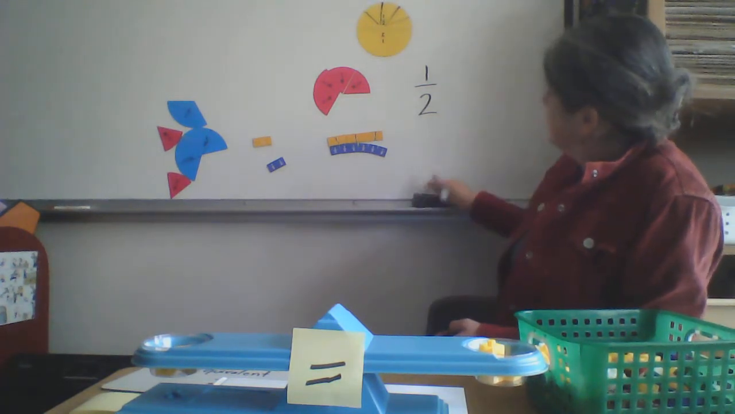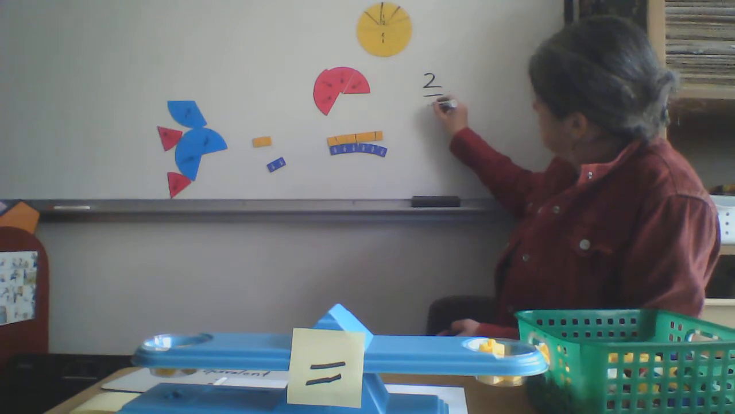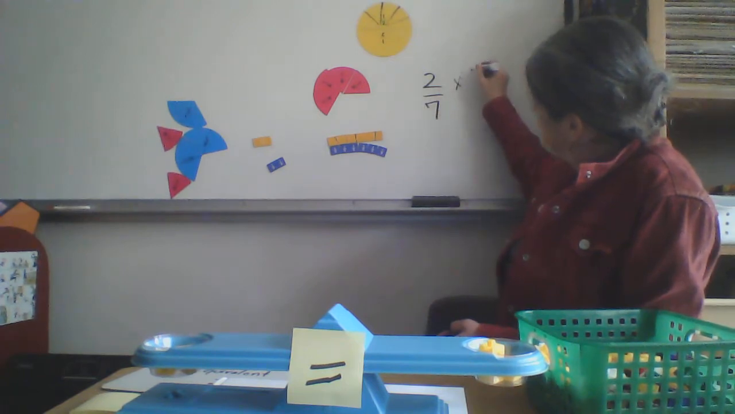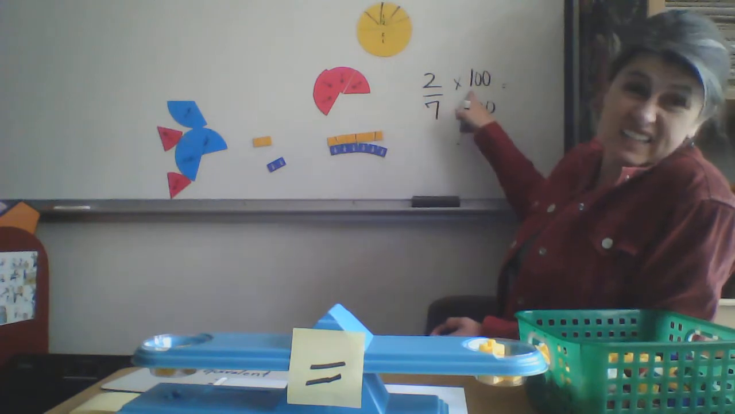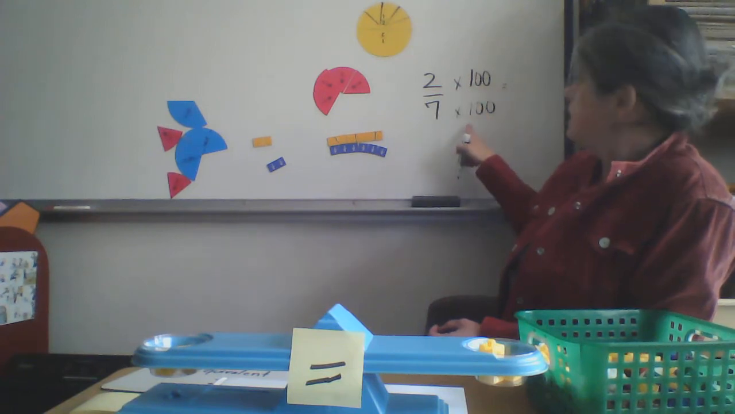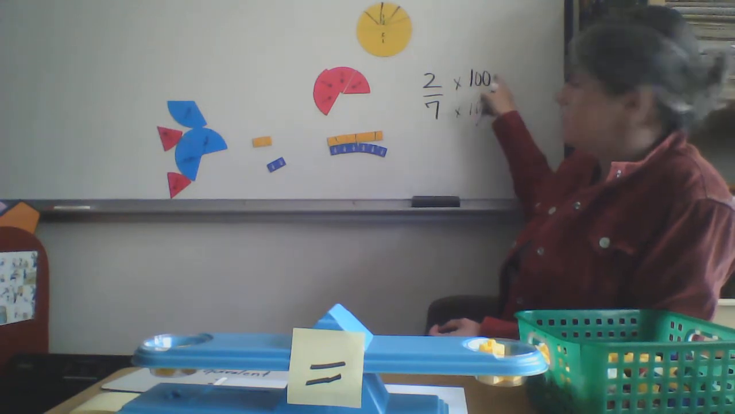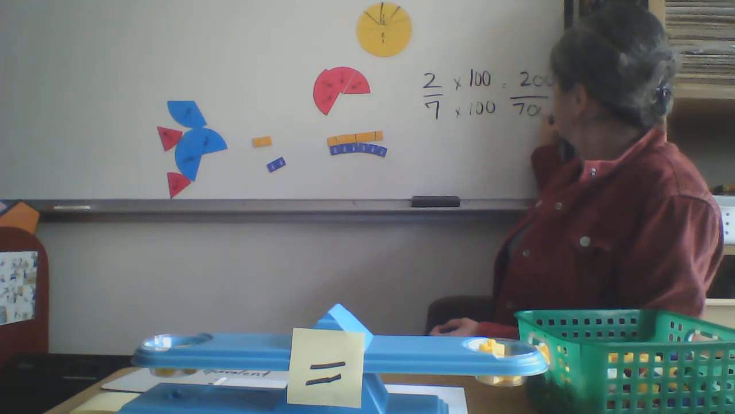Let's see. I'm going to take this piece and I'm going to cut it into 100 more pieces, 100 times as many pieces. I'm going to do the same thing to my bottom. It doesn't matter because I'm doing the same thing here that I'm doing here. I'm going to have an equivalent fraction. That is going to be 200 over 700. It doesn't matter at all what number, as long as I treat them equally.